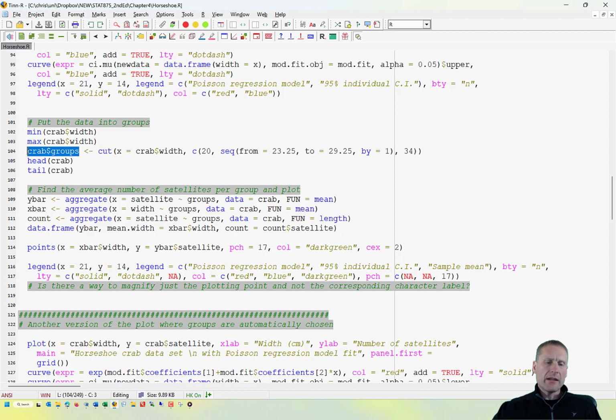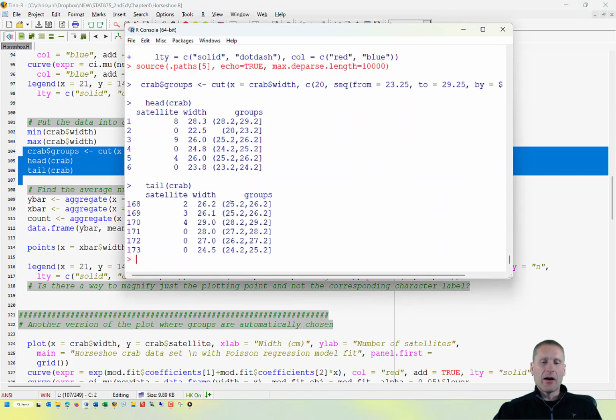And I'm going to immediately put the results into my crab data frame and call the corresponding new variable groups. So let me go ahead and do that. We're going to look at the head and tail of crab, and this is what we get. So the first observation had 8 satellites. The width was 28.3 for the female, and this one fits into my group of 28.2 to 29.2. Then 0 satellites, a small width, fits into my group 20 to 23.2.